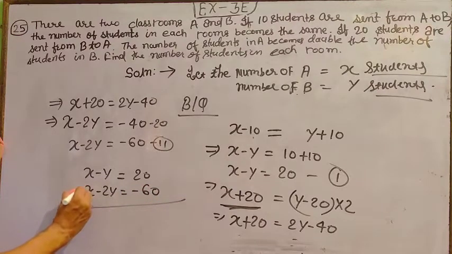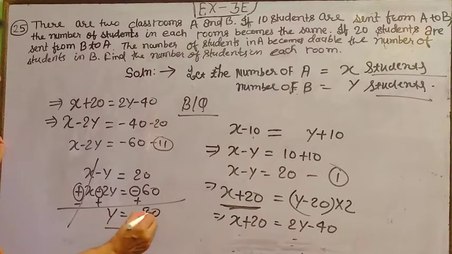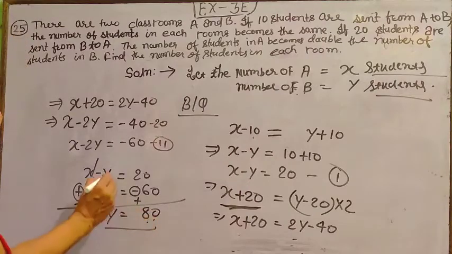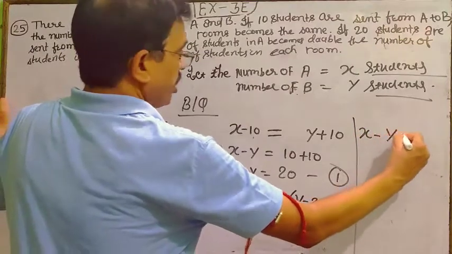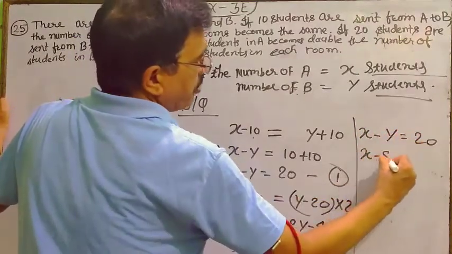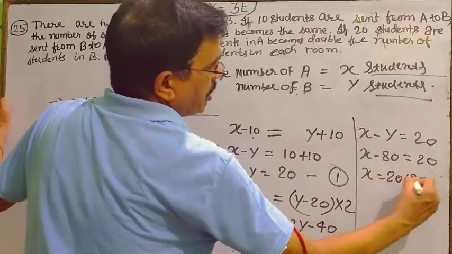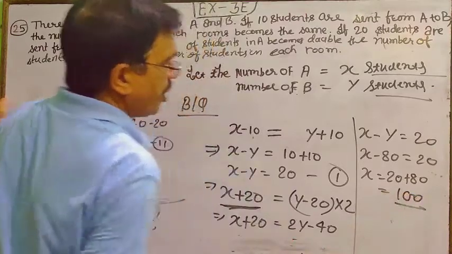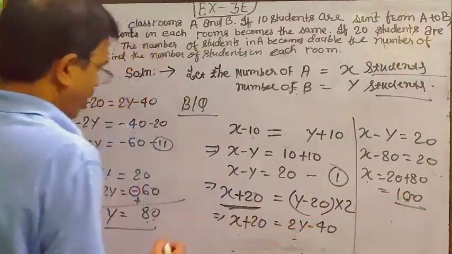Then subtract: plus minus plus minus, here plus, here plus. It is cancelled. Then here y is equal to 80. So y is equal to 80. Now substitute here in x minus y is equal to 20. Then x minus 80 is equal to 20. Then x is equal to 20 plus 80. That is 100. So the number of students of A is 100 and B is 80.